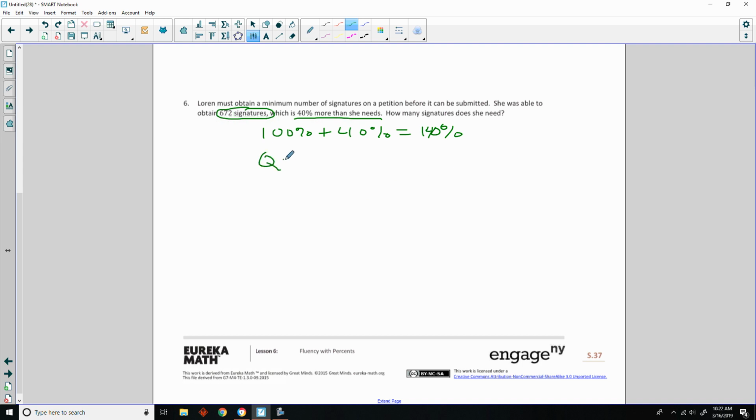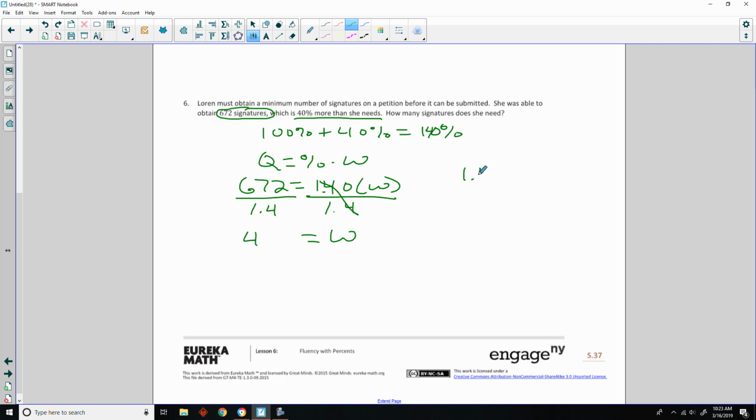So if I write quantity equals percent times the whole, our quantity was 672. Our percent is 140% times our whole. But 140% as a number is 1.40, or just simply 1.4. If I divide both sides by 1.4, then these cancel, and I get W equal to 672 divided by 1.4.